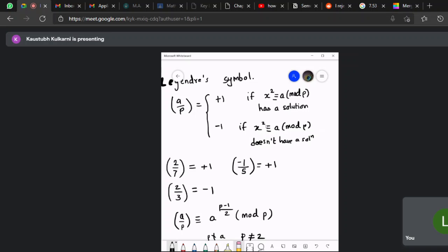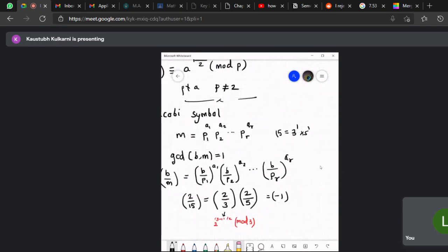1, 2, 4... there is no such number from 0 to 4 such that if you square that number and take mod 5, it is congruent to 2. There is no such number between 0 and 4 which satisfies that. So 2 upon 5 is also minus 1. And therefore the product is equal to plus 1.